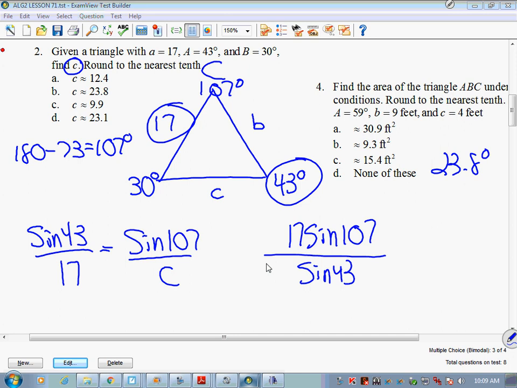Anybody else? Corey, what'd you get? 23.8. Anybody else get an answer? 23.8. Anybody else? Okay. You got it too? Okay, anybody else? Got it?